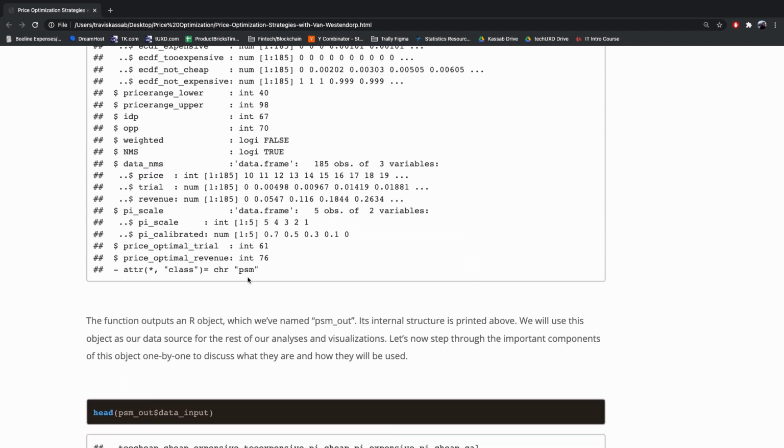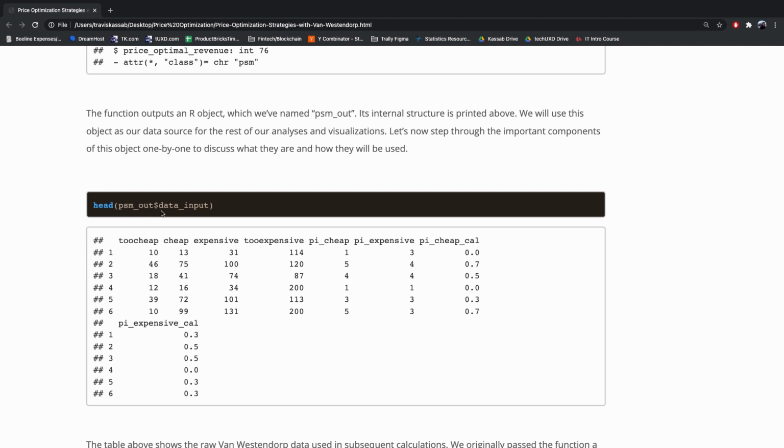So yeah, this is some printed output of the PSM_out object, and it has everything we need stored in here. I just go through one by one, looking at each component of this R object PSM_out, and we can talk about how it's used in the analysis and what they mean. So first here, PSM_out data_input. This is actually the data that was input in.